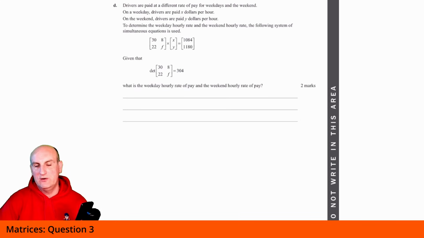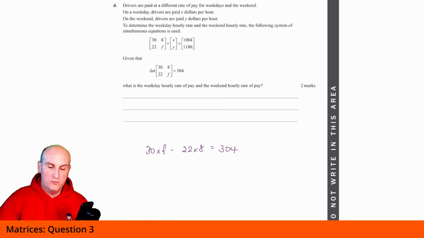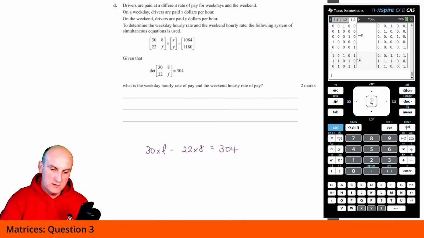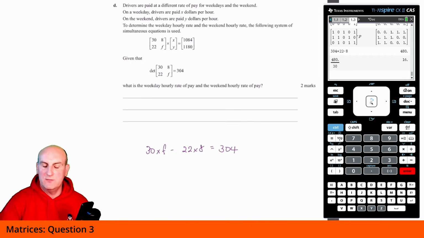And for those of you who are interested, we know that a determinant of a matrix is the opposite corners multiplied together and subtracted. So if I took those two values, multiplied them together, those two values, multiplied them together and subtracted, I get 304. So 30 times F minus 22 times 8 would have given me 304. So what I'm now going to do is use my calculator. So 304 plus 22 times 8 gives me 480, and I'm going to divide that by 30. It's going to give me my value of F.